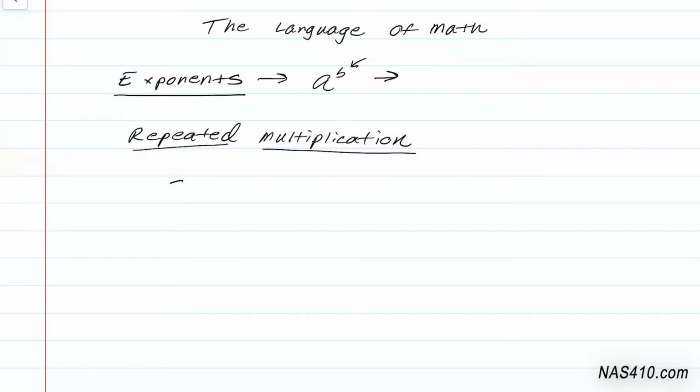Let's look at another example, okay? I have 5 to the third power. That equals 5 times 5 times 5, because we're doing repeated multiplication. 5 times 5 is 25, times 5 more is 125. And so 5 times 5 times 5 equals 125.